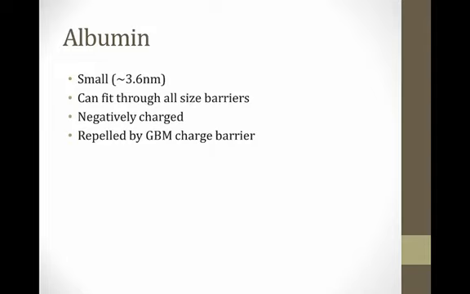Albumin is the major protein in the blood. Recall that it's responsible for most of the oncotic pressure of the plasma, and it's a small protein, about 3.6 nanometers in size, so it can fit through all the size barriers. The reason it can't get through the filtration barrier is because it's negatively charged and it's repelled by the glomerular basement membrane. I made this point before, but I'm mentioning it again because albumin getting into the urine is responsible for much of the pathology in glomerular diseases.